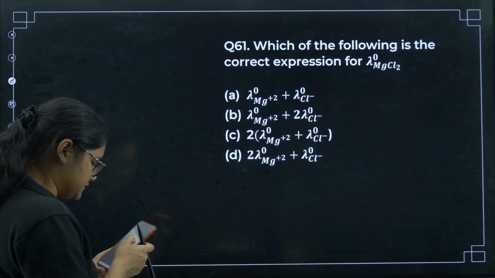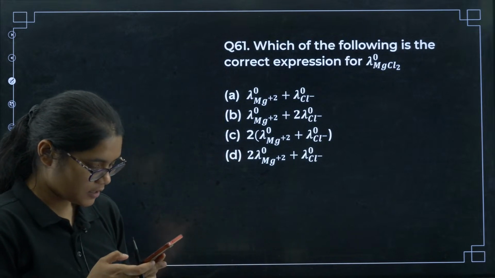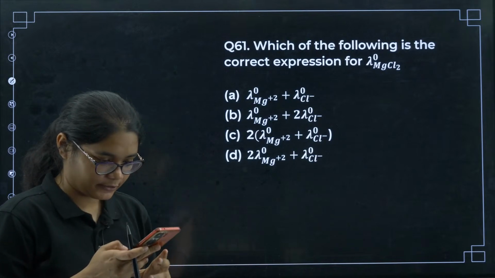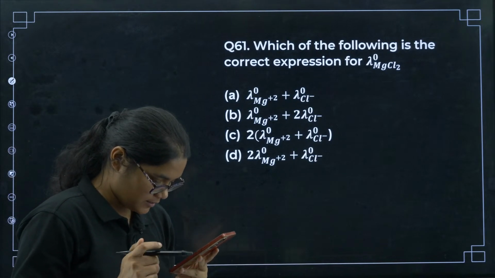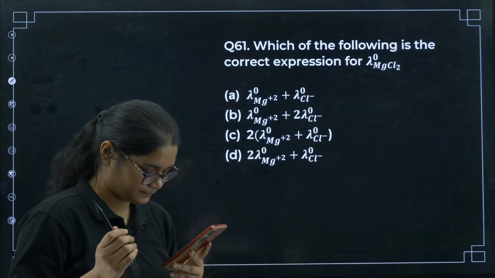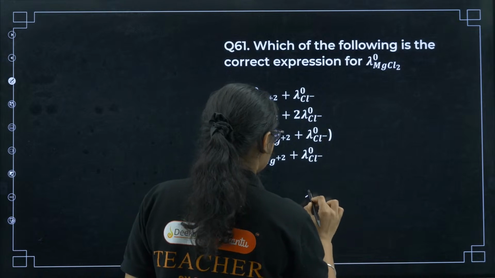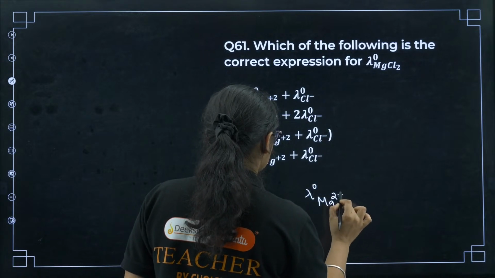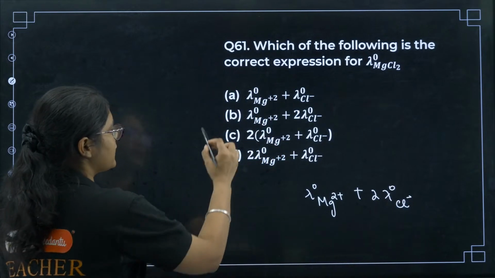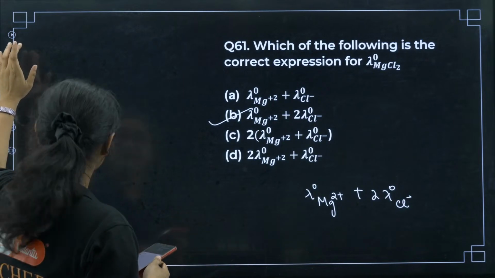Next, the last 5 questions. Let's move fast. Which of the following is the correct expression for lambda naught of MgCl2? Okay, direct question. From Kohlrausch's law we can say it is lambda naught of Mg2+ plus 2 times lambda naught of Cl-, right? So that is option B here. Very good, 61B is correct.